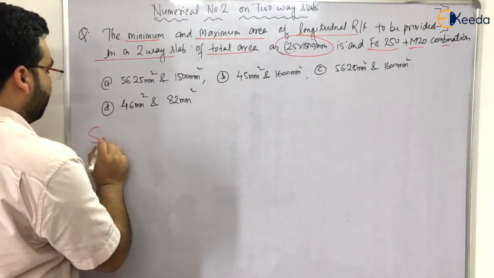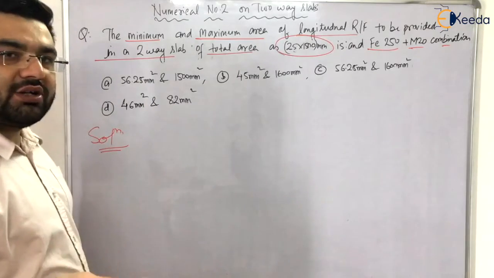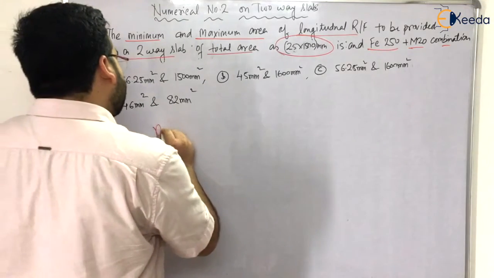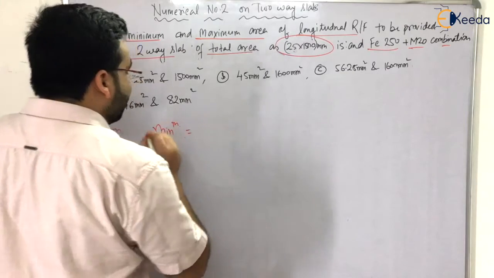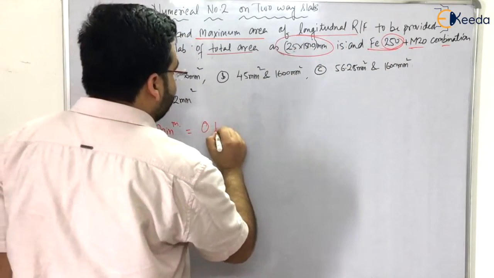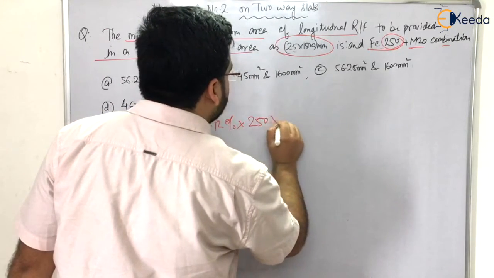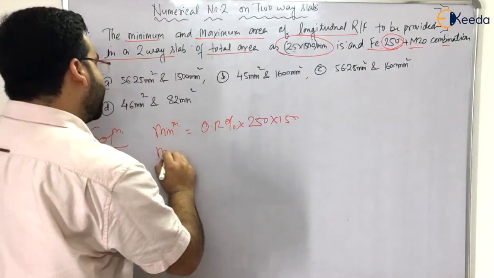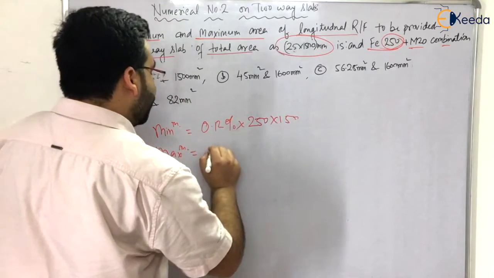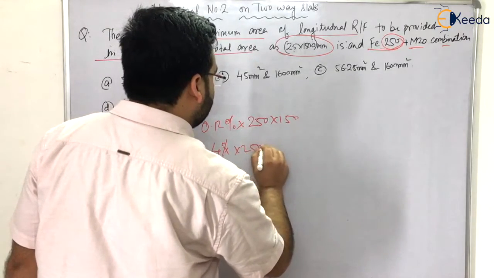So it is a very straightforward question. If you remember the IS 456 provisions, then you can solve it, otherwise you can't. So we know that the minimum area to be provided, because Fe 250 is there, is 0.12% of the total area, that is 250 x 1500. And maximum reinforcement is 4%, if you remember, so 4% of 250 x 1500.